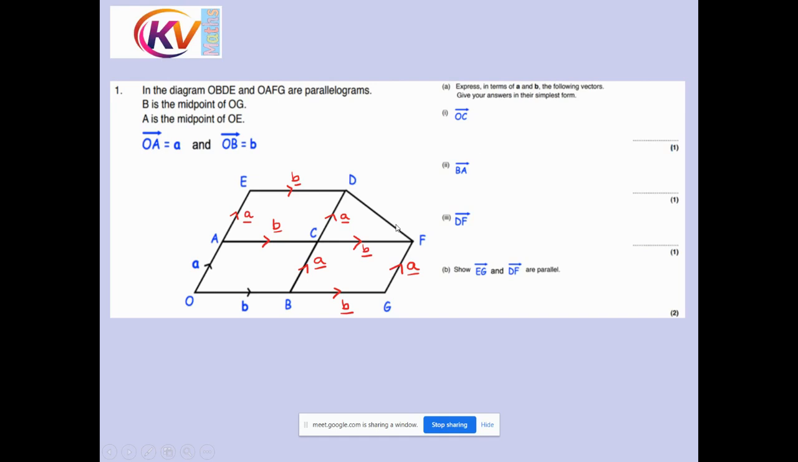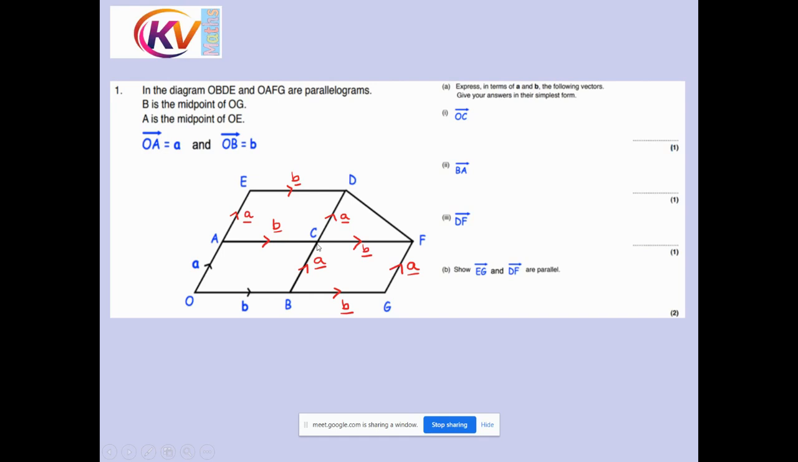Okay, so what we can do with it, now we've labelled everything there, so we've not earned any marks at this point, but this has given us quite a lot of information to work with so that we can give the questions a go. Okay, so part A wants us, in terms of A and B, work out the following vectors and give it in its simplest form. So the first one that we want to do is work out O to C. So that means getting from here over to here.